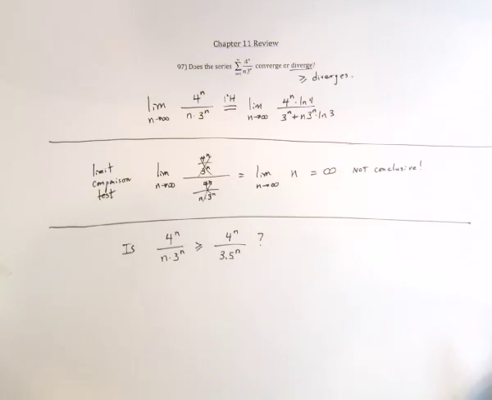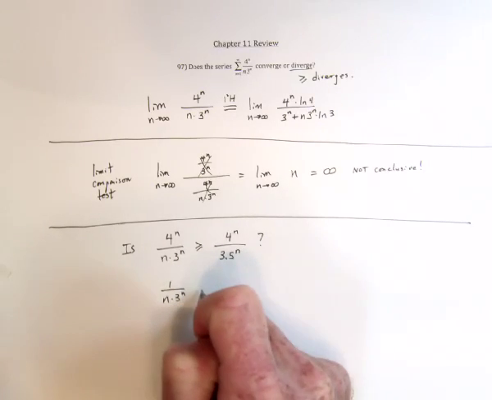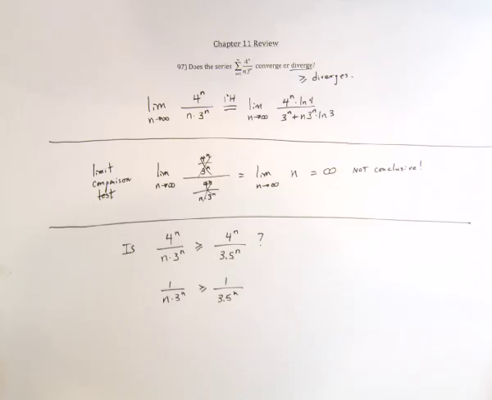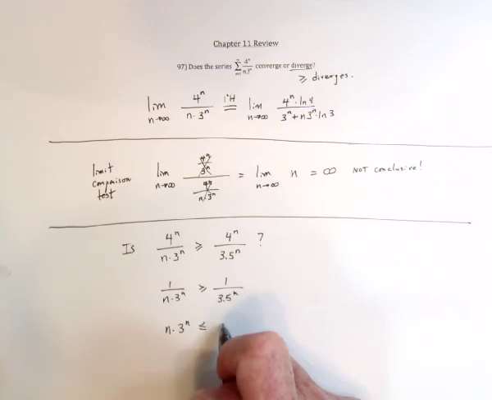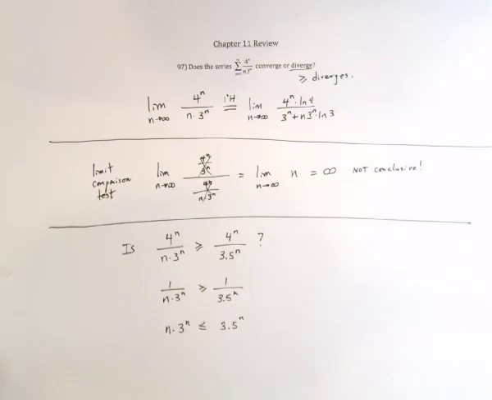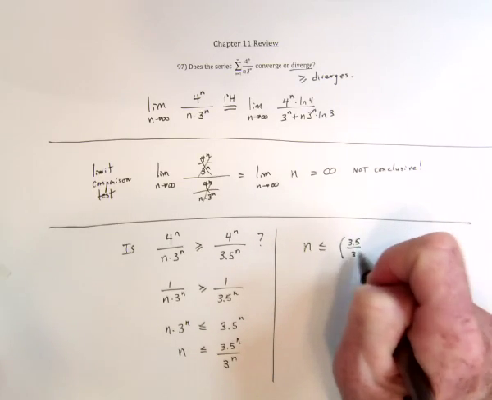Of course, I could divide both sides by 4 to the n. I could invert, go ahead and invert. So this is n, 3 to the n. You'd need to invert this as well, 3.5 to the n. And then, let's see, I could divide. So is n going to be smaller than a 3.5 to the n divided by a 3 to the n? Continue over here. Is n less than or equal to 3.5 divided by 3, to the n?